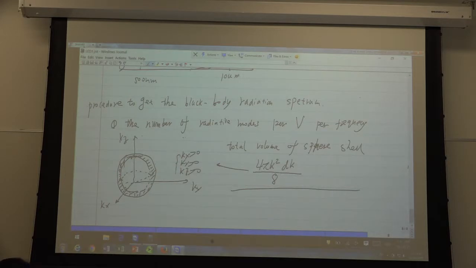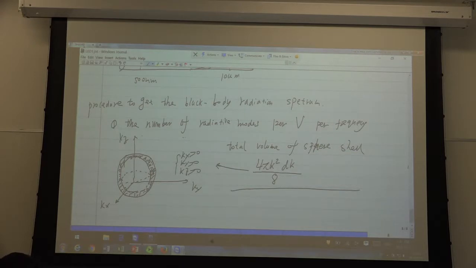So this is a quarter hemisphere, okay, just one of the 8. Okay, 4 pi k squared dk. This is just a spherical coordinate. So this is the total volume for this shell. I give a very small change in this k. How many modes will exist within the shell region? So I just divide over a mode volume.